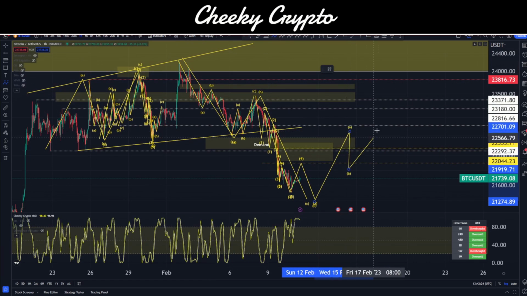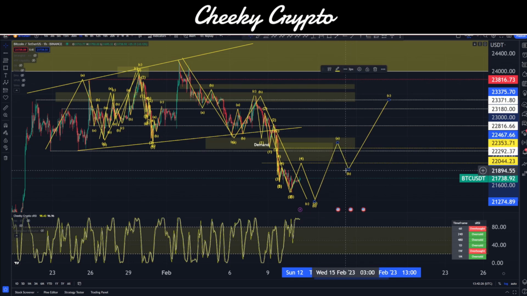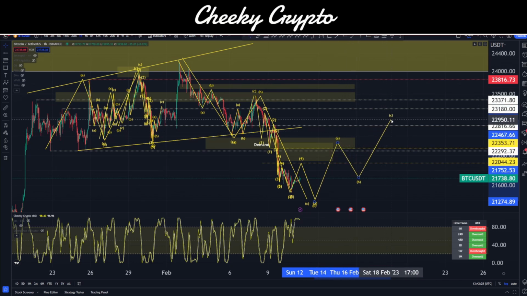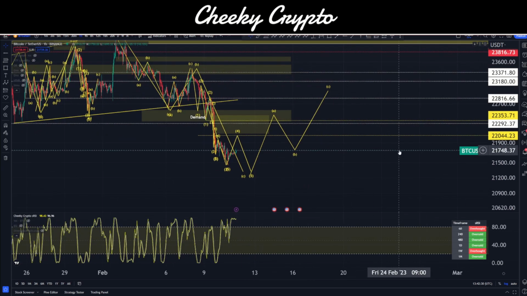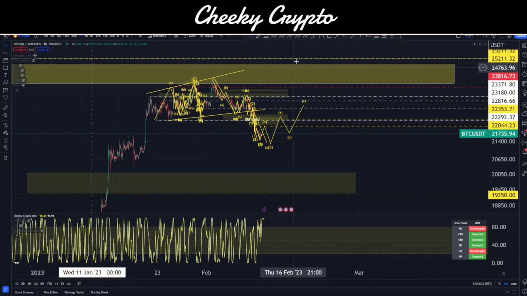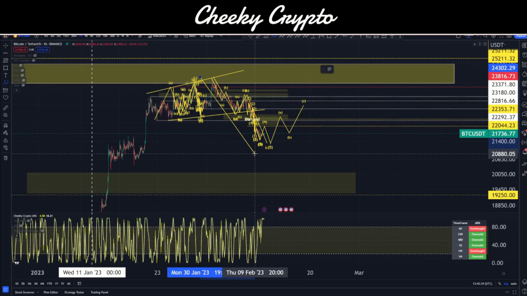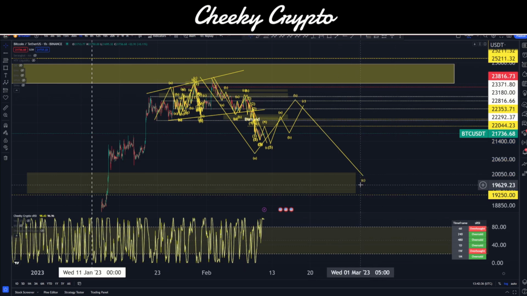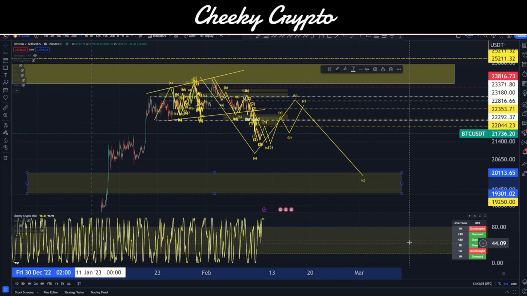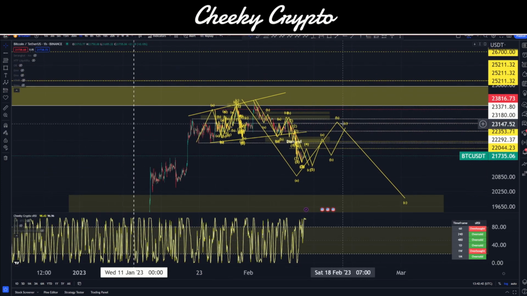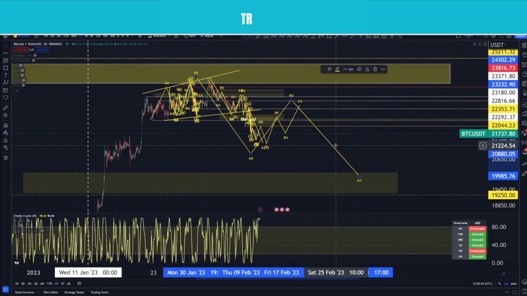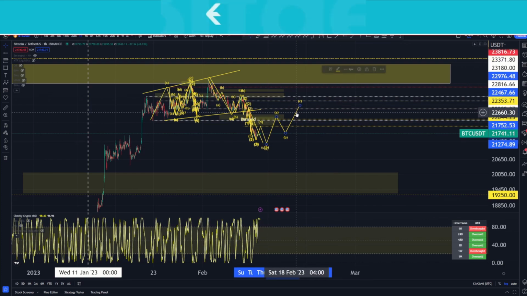I would expect us to have some kind of 3-wave structure upwards. Doesn't necessarily have to be that big, but you kind of get the idea. And then of course, if I zoom out even further, we can then argue that this is all going to be a big A, B, and C structure, taking us down into this range, which is 19,300 to 20,100, and you can kind of see it playing out there. It takes some time. It's not something that happens overnight, but you can kind of see how that would play out.